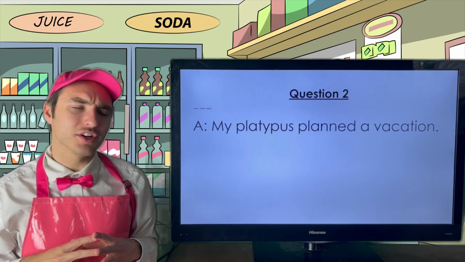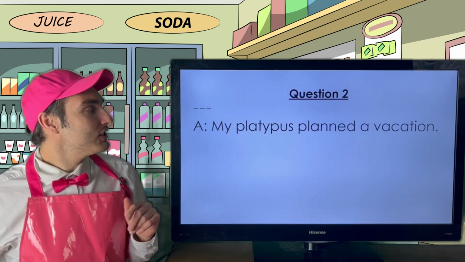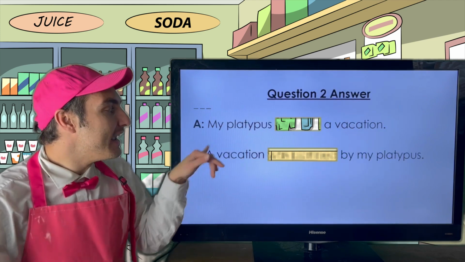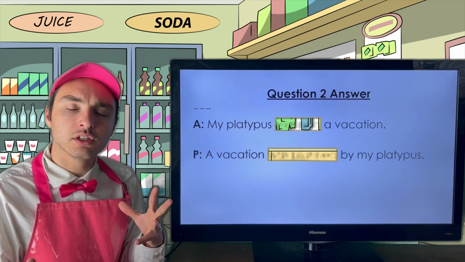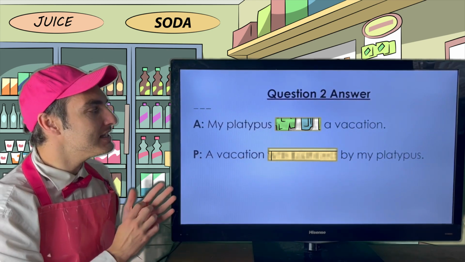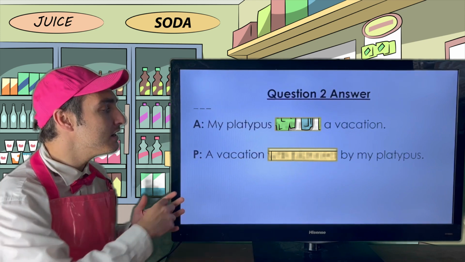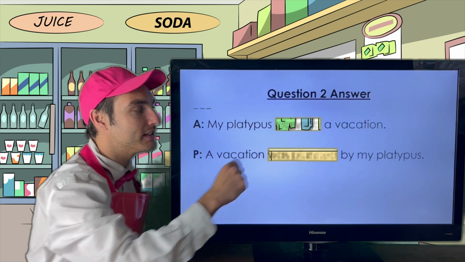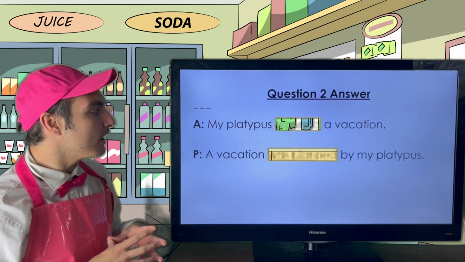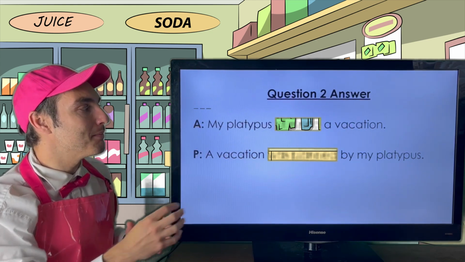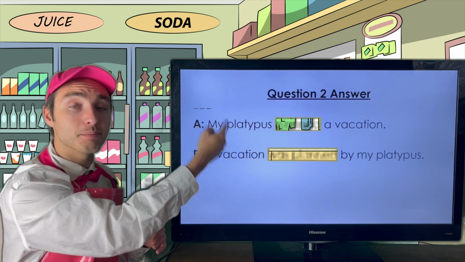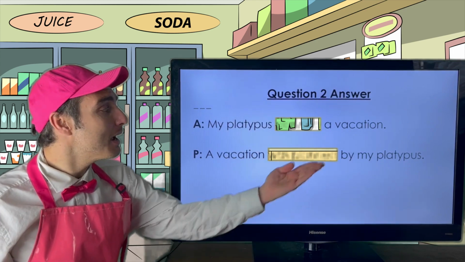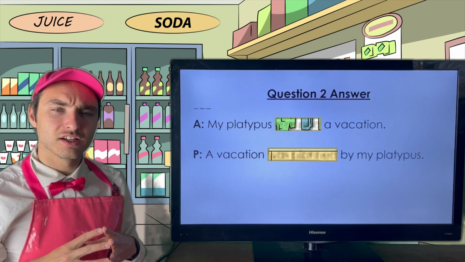Alrighty, what did you get, grammar goodies? Here's the answer. I turned my platypus planned a vacation into the passive voice sentence. A vacation was planned by my platypus. Once again, you'll see with passive voice sentences, that the object usually goes first, then that to be verb, followed by the main verb, and then the subject. So here we have a vacation was planned by my platypus, rather than the subject, the platypus, performing the main action. So the subject is passive in that sentence. Let's go ahead and move on.